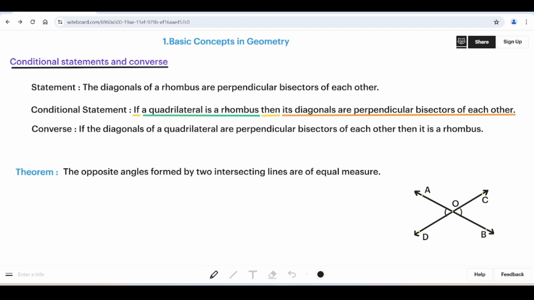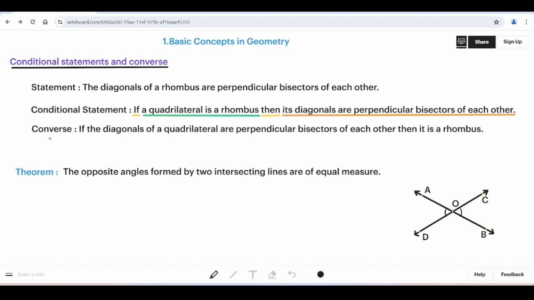Now see, the part that follows after the if is called the antecedent of the statement. A quadrilateral is a rhombus. This is the antecedent for this statement. And the part that is after then is called the consequent of the statement. It is: its diagonals are perpendicular bisectors of each other.